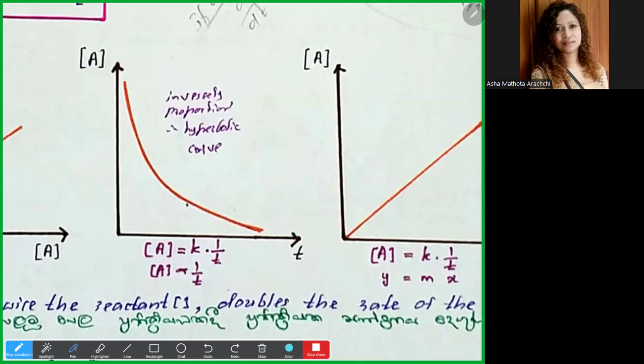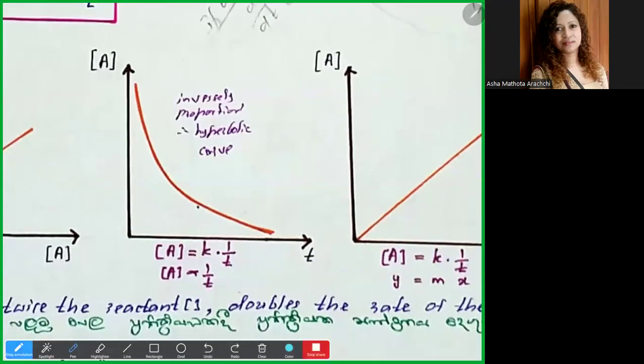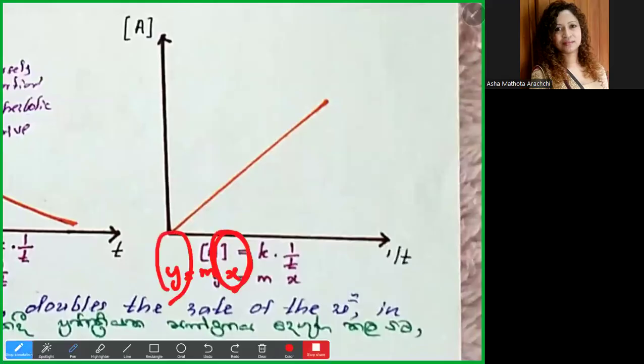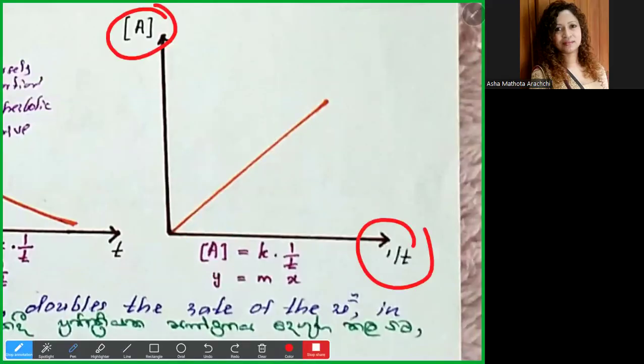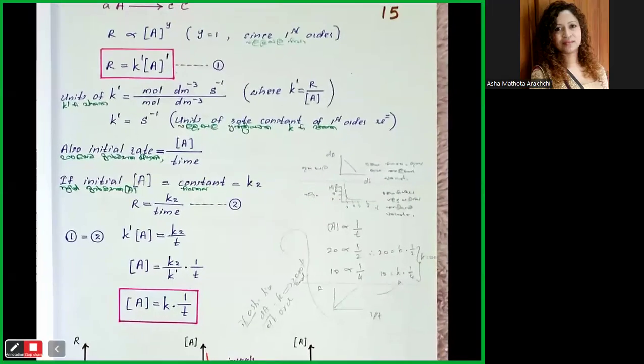Now tell me what is the graph if you go with A and 1 over T. See, A and 1 over T. Y equals mx. What is the x-axis? 1 over T. Y-axis, A. See, between A and 1 over T, that's a straight line going through the origin. Understood? Okay, see again.